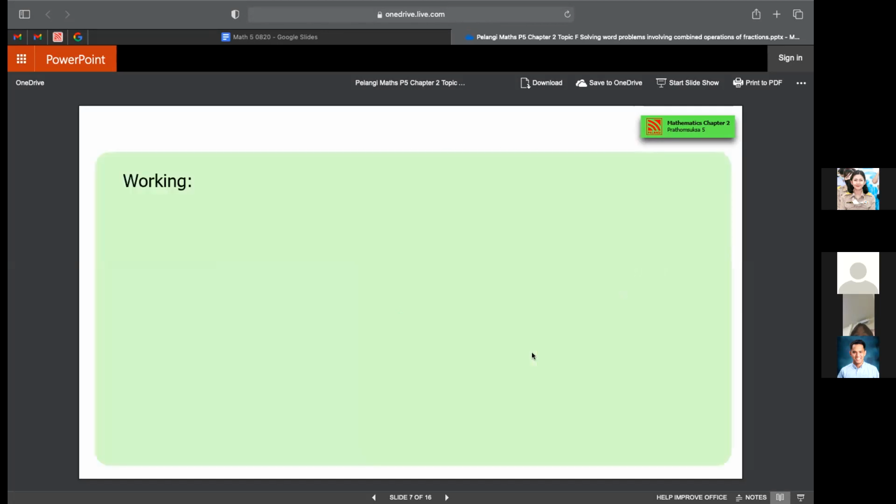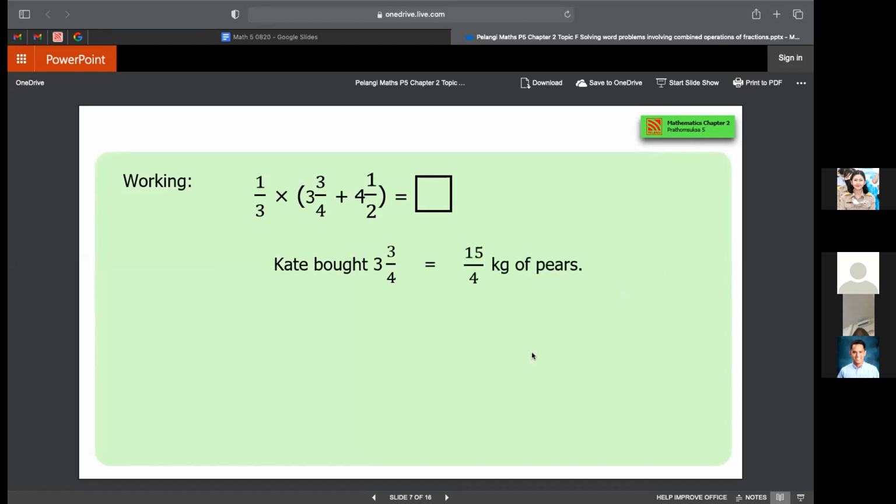So the working will be like this: 1/3 times, inside the bracket, 3 3/4. Next, that 3 3/4 for Kate, we will change this mixed number to improper fraction. So 4 times 3 is 12, plus 3 is 15. Remember, change to improper fraction first. How about Jen? Jen bought 4 1/2. So 4 times 2 is 8, plus 1 is 9. 9 halves.